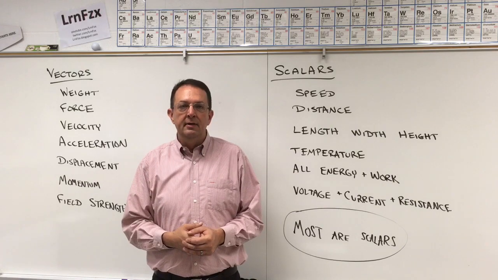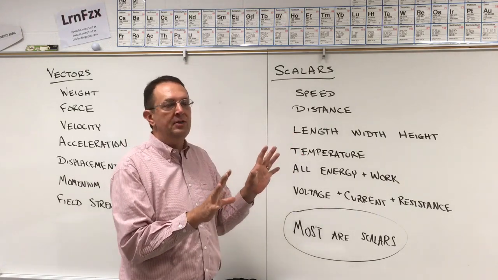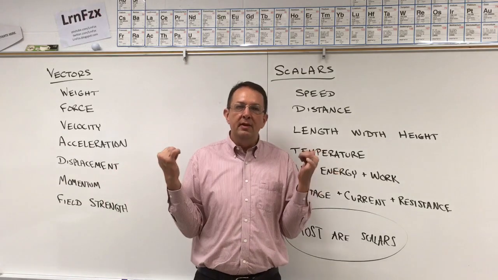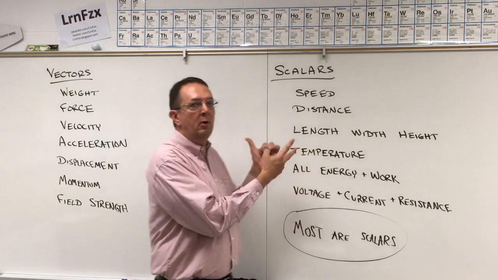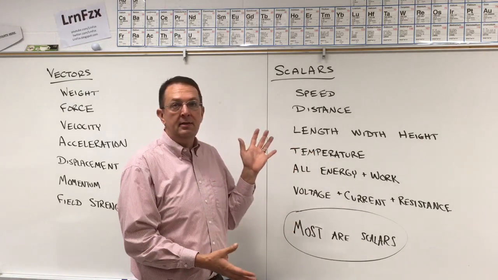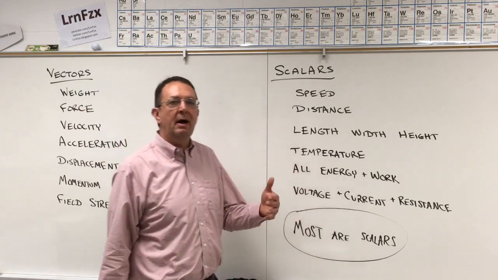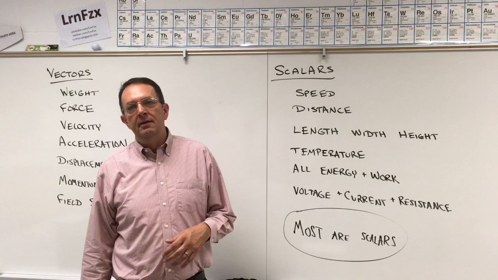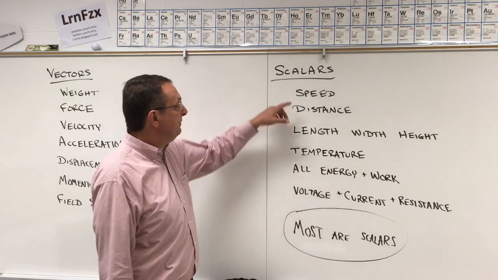On the other hand, most of our measurements are scalars. Most of the things we can measure do not have a direction. Both of these have magnitude, a number with units, but most of them do not have a direction in space. Mass, as opposed to weight, mass does not have a direction. It's the amount of matter in an object, the quantity of inertia, resistance to acceleration that something has.